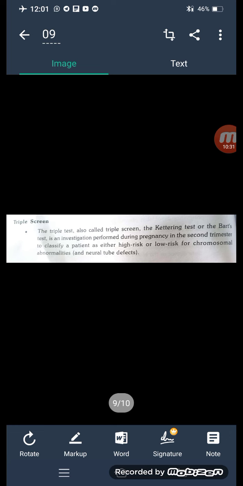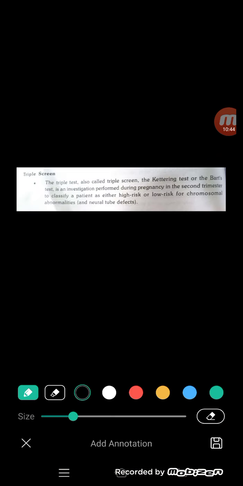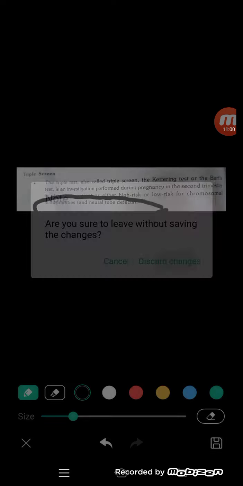Triple screening is also called a triple screen, a Kettering test or Bart's test. What is the importance of this triple test? The triple test is a special investigation performed during the second trimester of pregnancy to determine high risk or low risk of chromosomal abnormalities. So the high or low risk of chromosomal abnormalities is identified using the triple marker test.